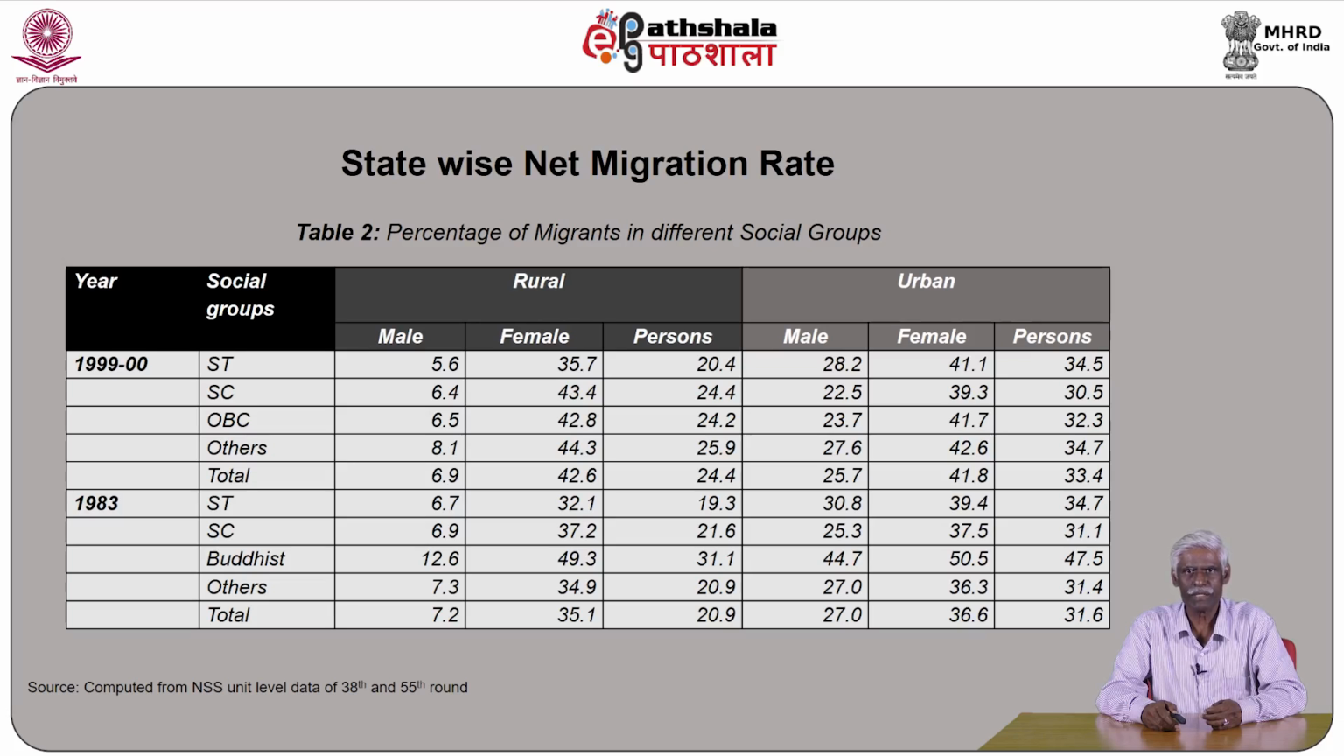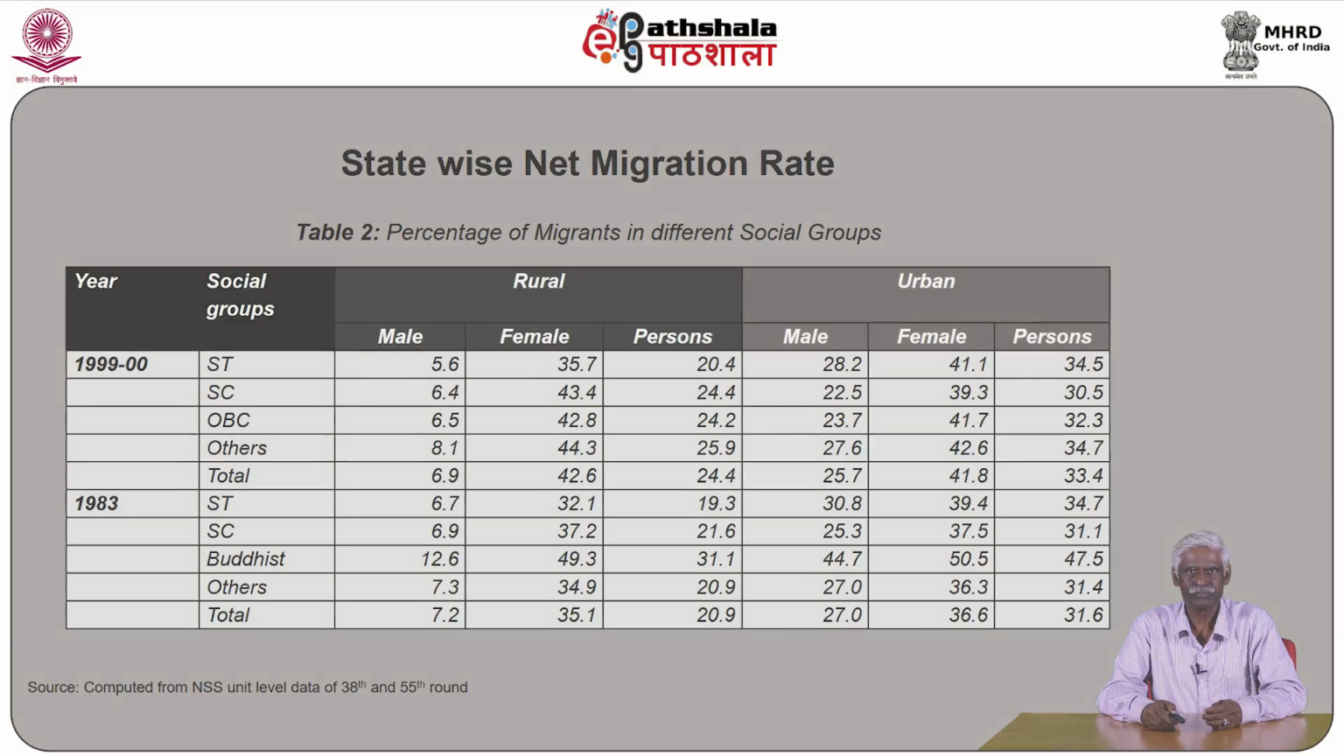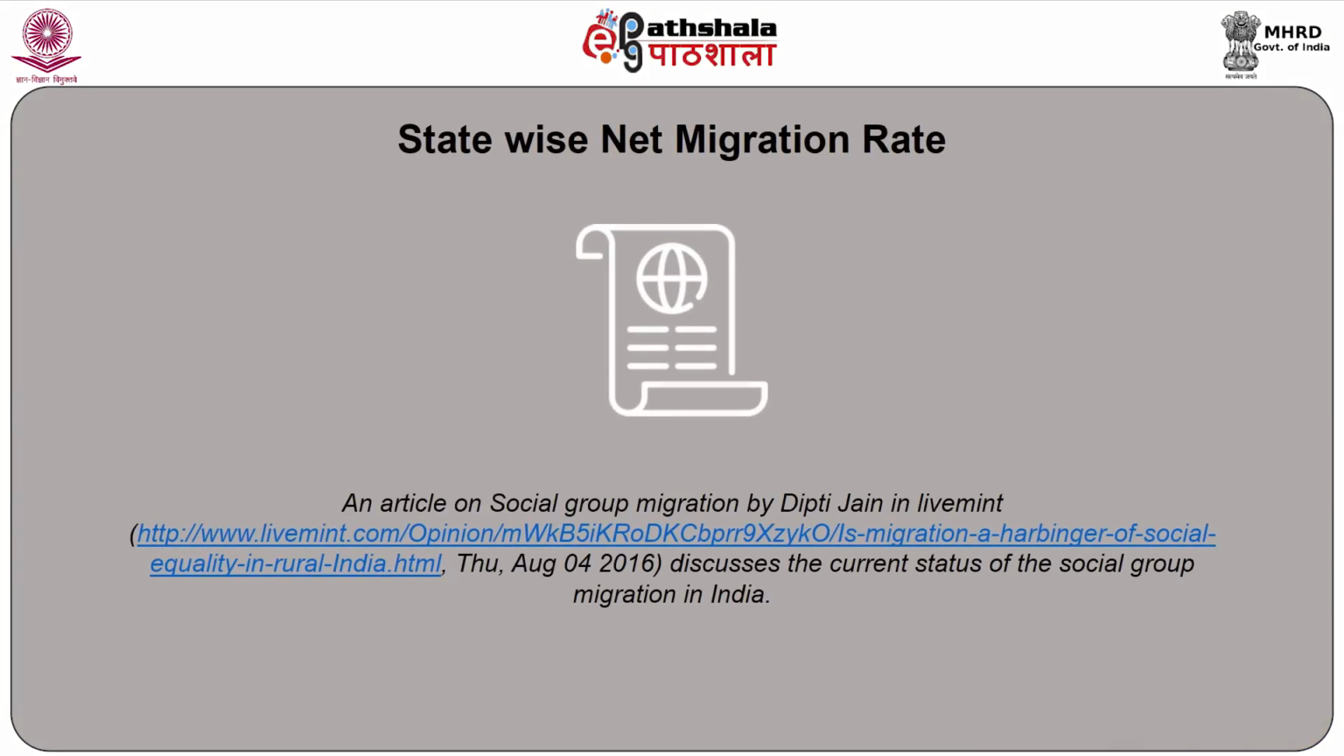The major source is computed from National Sample Survey unit-level data from the 38th and 55th rounds, which was published as an article on social group migration by Deepthi Jain on www.livemint.com under the heading "Is Migration a Harbinger of Social Equality in Rural India?" The article, published on August 4, 2016, mainly discusses the current status of social group migration in India.